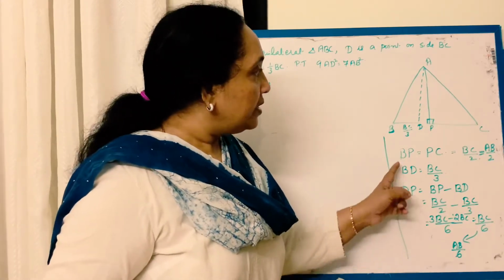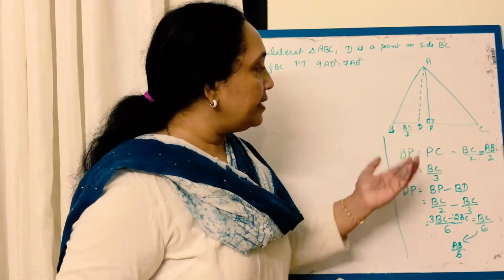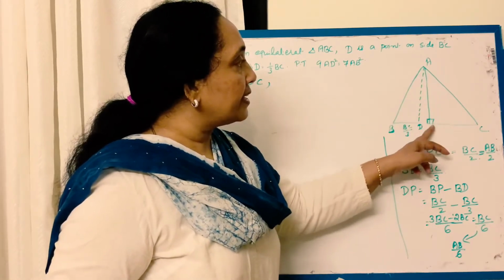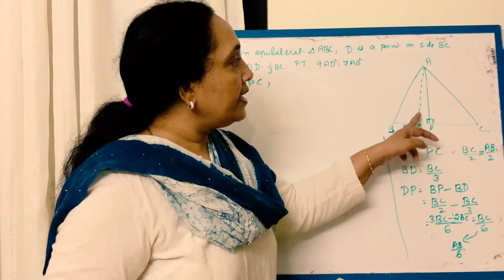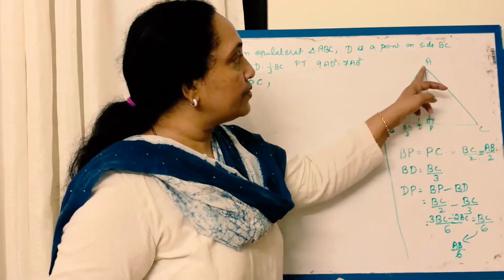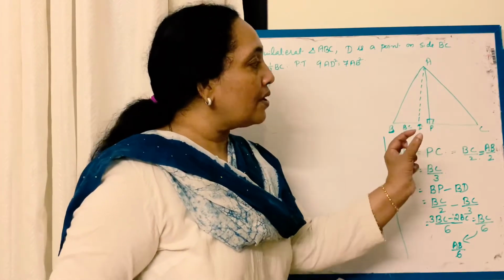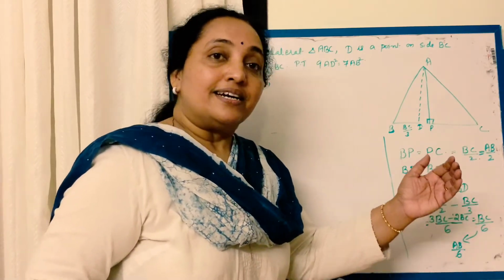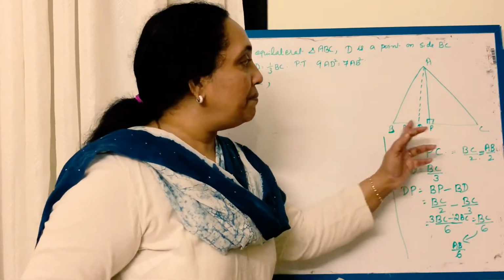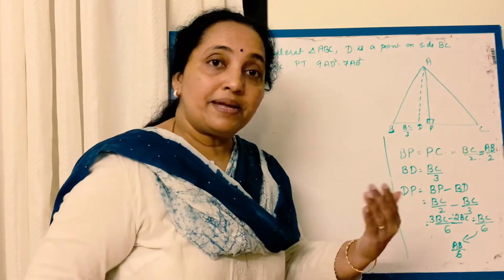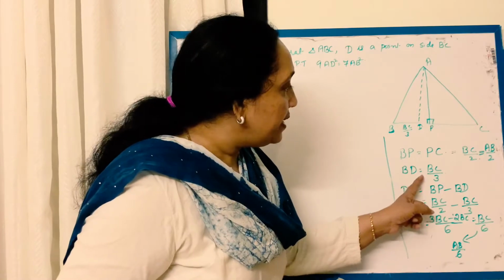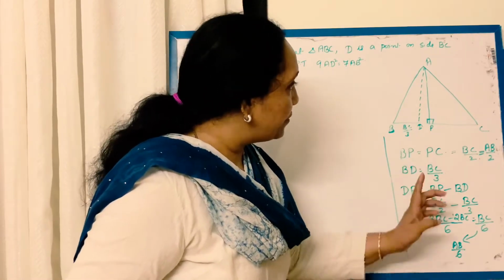Then what is BD? It is given that BD is BC by 3. In the second right triangle, that means in APD, AD square is equal to AP square plus DP square. So for DP, I change that measure in terms of BC, because it is easier to convert BC into AB. Okay, so BD is equal to BC by 3, that is given to us.